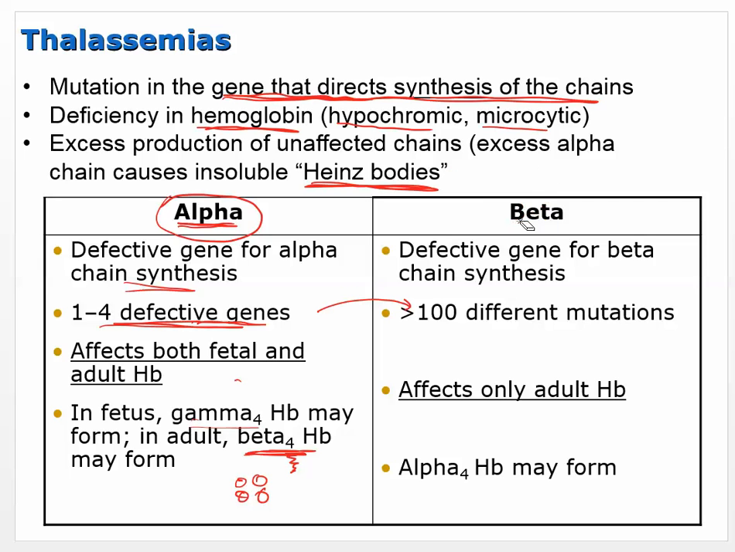Beta is a defective gene for beta chain synthesis, and that's only going to affect adult hemoglobin. It's not going to affect fetal hemoglobin because the fetus doesn't need beta. That's why alpha is affected, because alpha can either be combined with beta or with gamma, but beta has to combine with alpha. So it's only going to affect adults, and not fetal. And the same thing, you may end up just making 4 alphas.